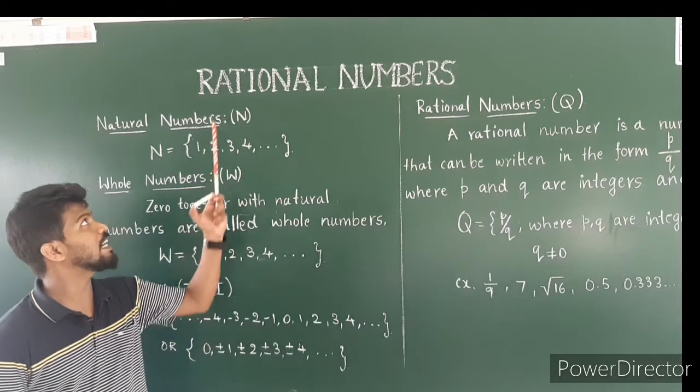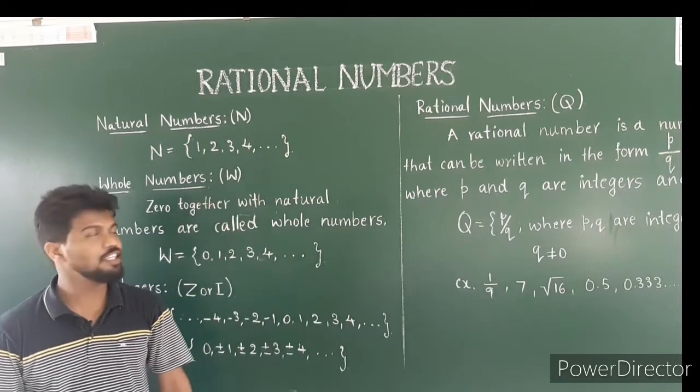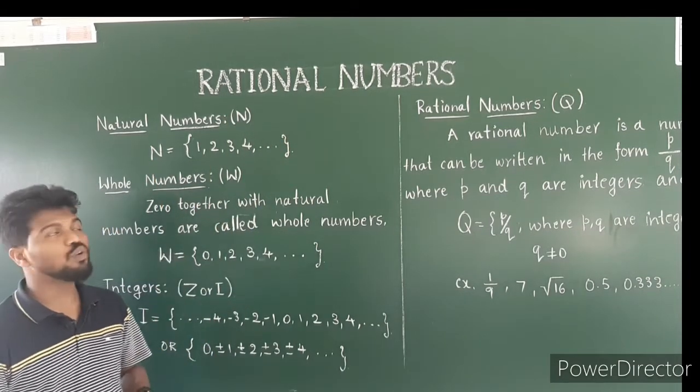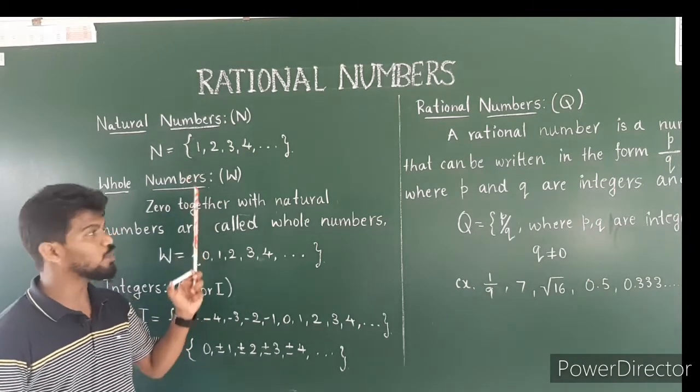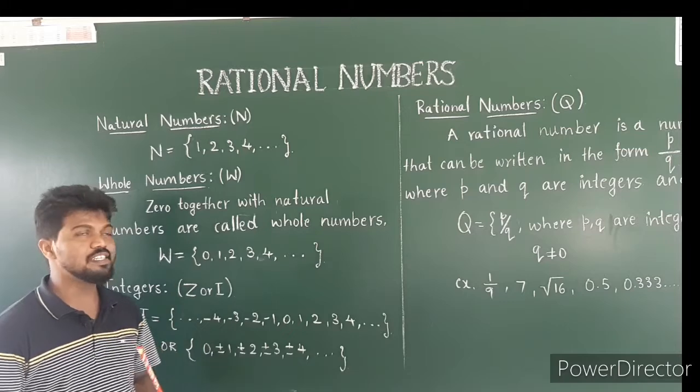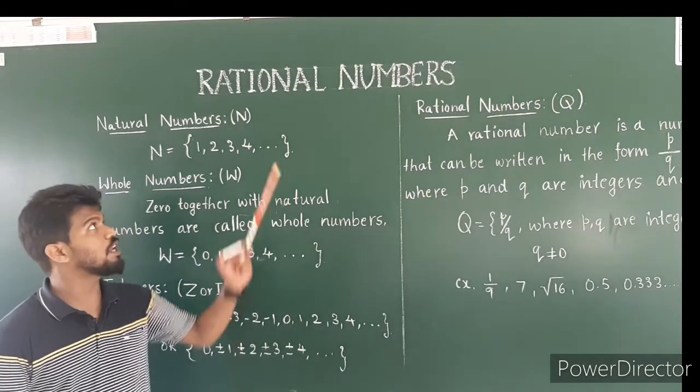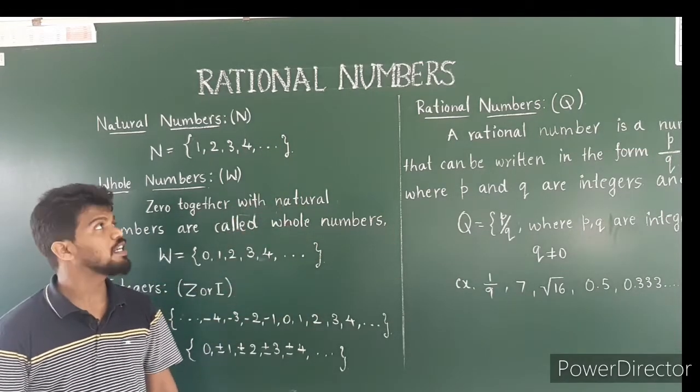So this is the second lesson, rational numbers. First, go through rational numbers. First you studied what natural numbers are, what whole numbers are, and what integers are. First you studied that one. Then after that, you study rational numbers.